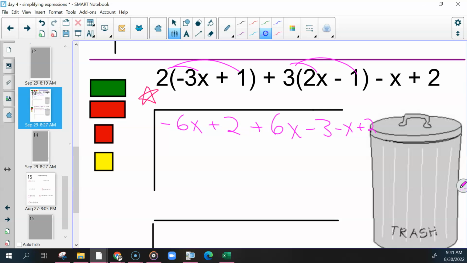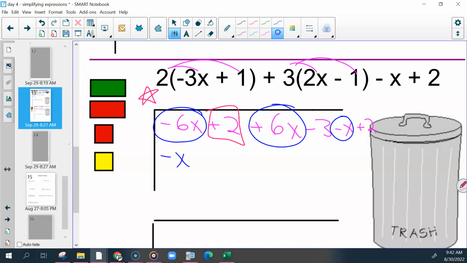Combine all of your x's together. You have negative 6x plus 6x minus x. What would that give us? Negative x. And then positive 2 minus 3 plus 2. Not 0, but you're close. Yes.